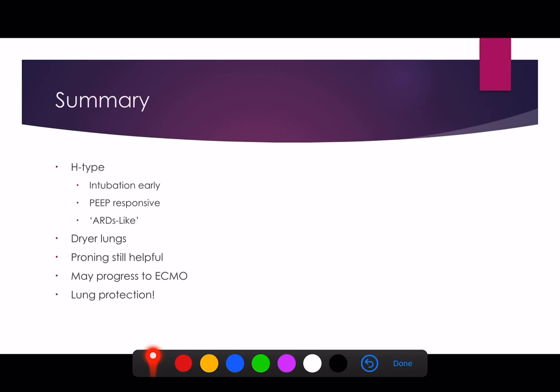Proning can still be really helpful, so do trial proning, especially if you're going to high driving pressures above 15 or if you're on a fractional inspired oxygen concentration above 60%. Some of these patients may progress to ECMO, and that in itself has questions about suitability, which we will go through in future videos. And the final thing to say is that every step of the way for these patients, think about lung protection. We do not want to cause increased iatrogenic damage to these lungs because they're often going to be fragile, and these patients will often require long periods of time on a ventilator, on intensive care, and then afterwards rehabilitation.